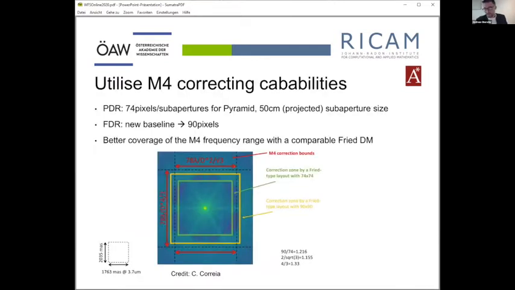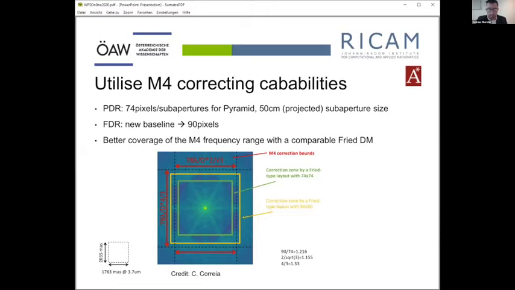What we mainly changed from PDR to FDR is that the subaperture size, or the number of pixels on the CCD for the pyramid, has been adapted in order to fully utilize DM4 correcting capabilities. Long story short, we now have the same specs as the other first light instruments, so METIS finally fits in the picture. Thanks to Carlos for providing this graph showing the frequency range covered by DM4 compared to what a free DM would cover.